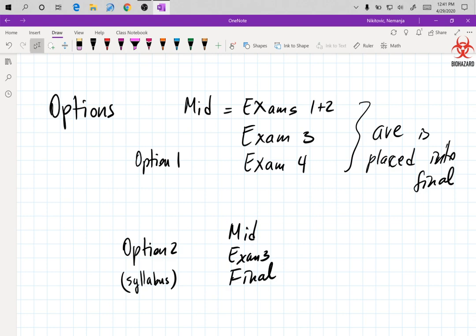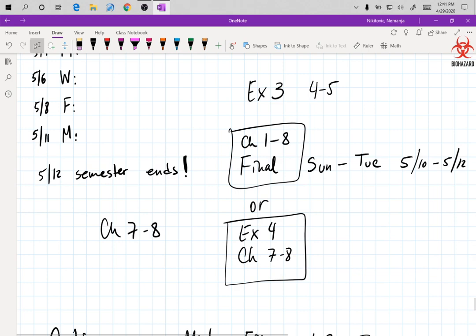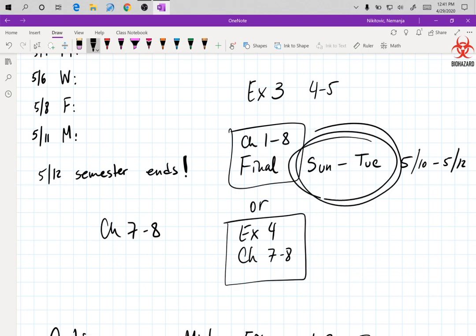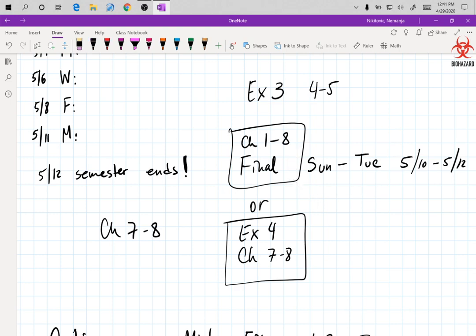So, those of you, and you don't have to tell me which option, on the last Sunday, Tuesday, you will either take exam 4 or you will take the final. That's what you are going to do.